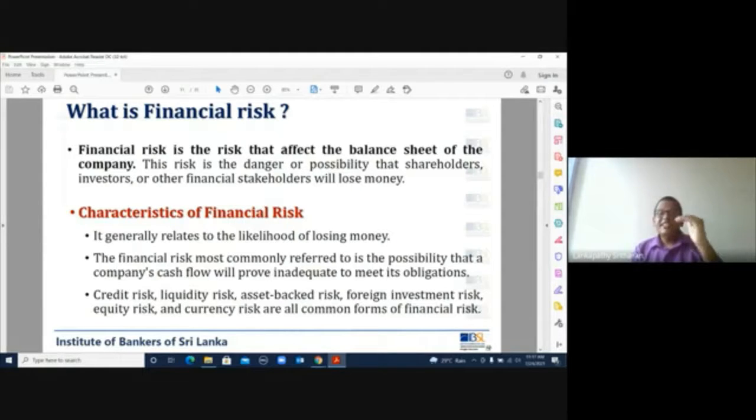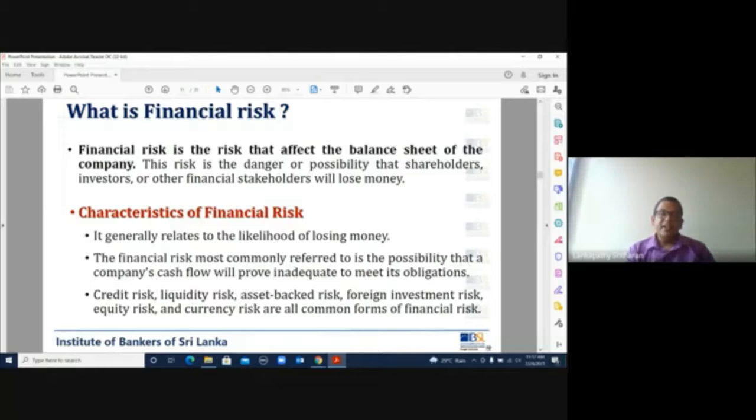Here, the first characteristic of financial risk is generally related to the likelihood of losing money. It means financial losses. So financial risk may create financial losses. That is the message I wanted to give you as one of the characteristics of financial risk.